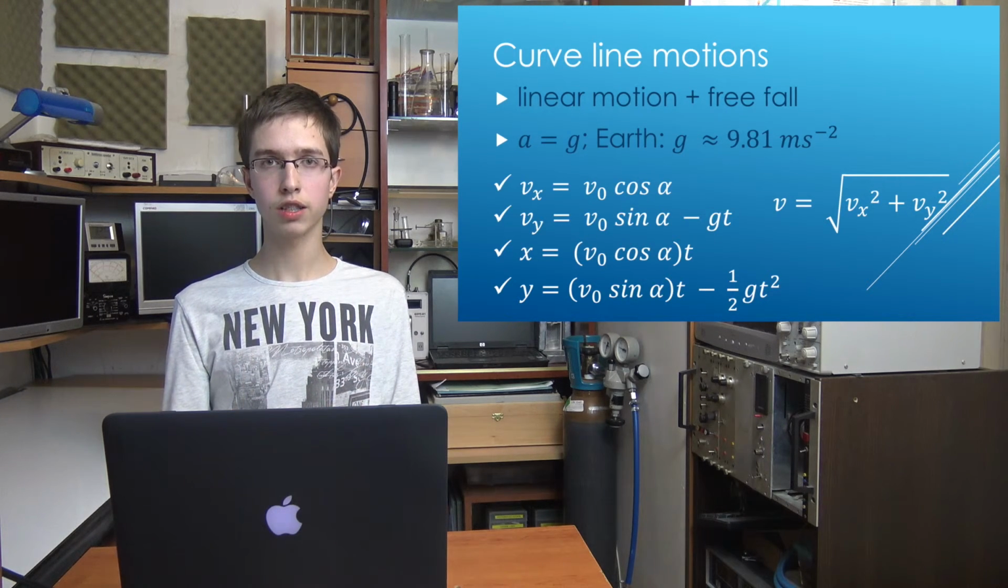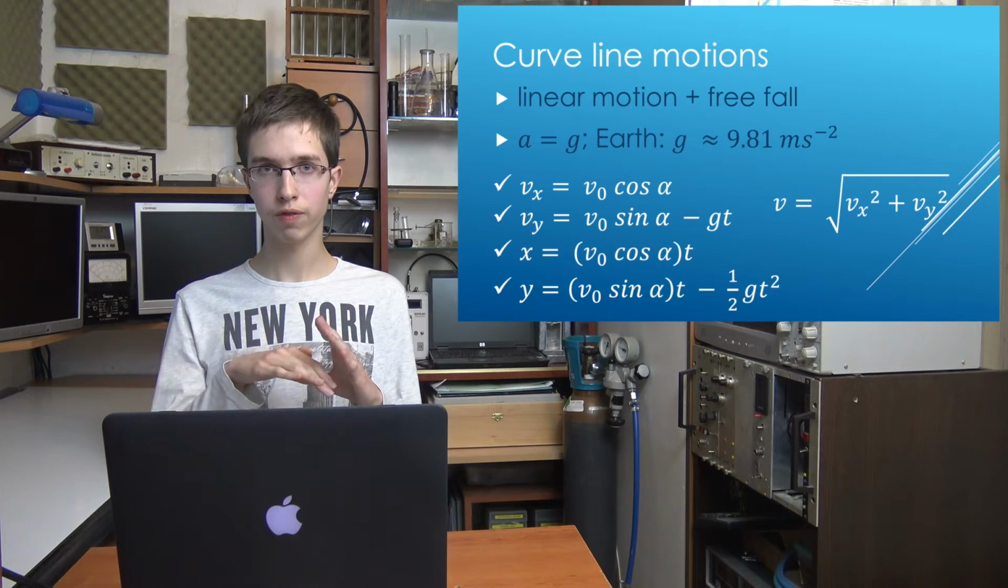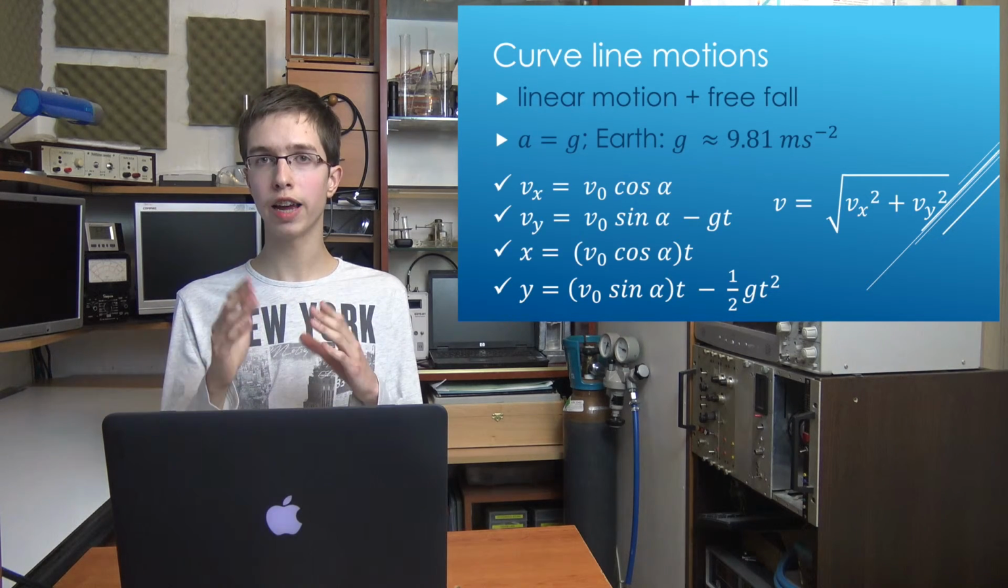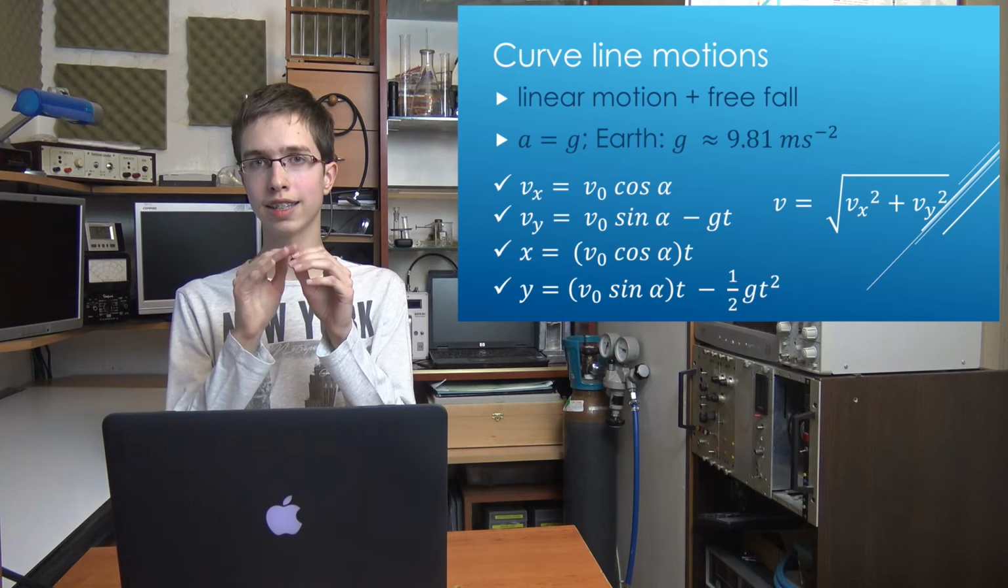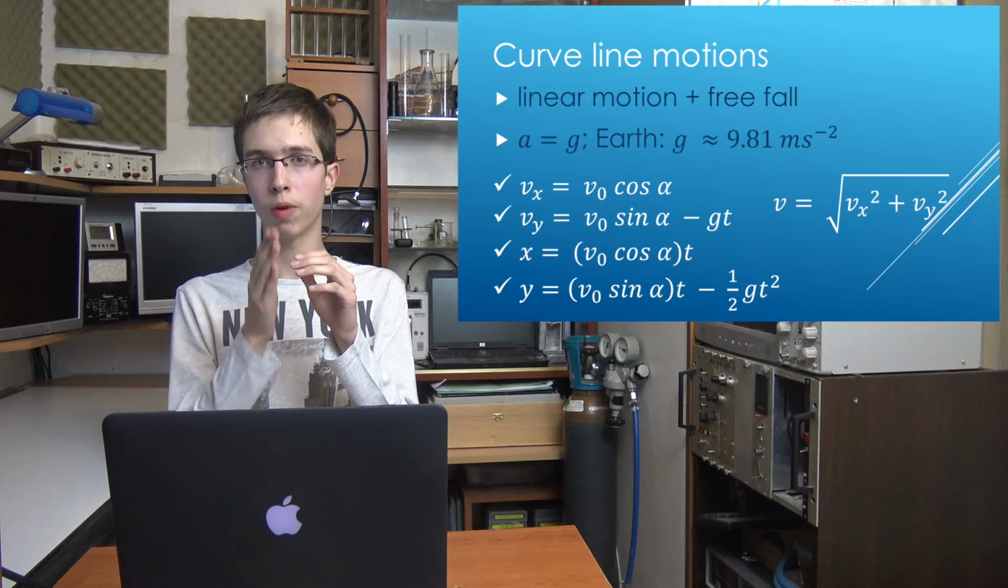And just to say that velocity at any point given as a vector is always a sum of the velocity in x direction and y direction.